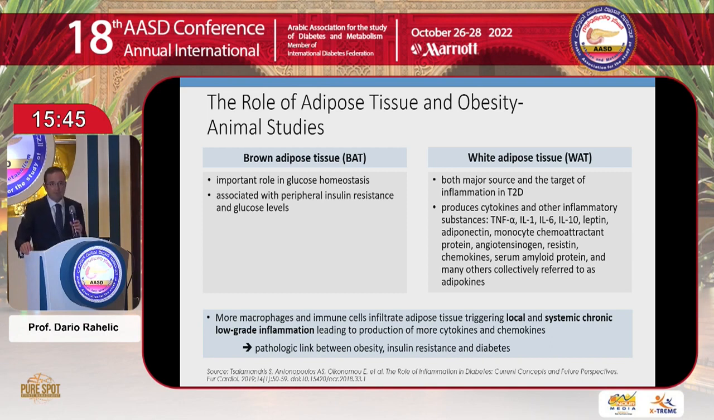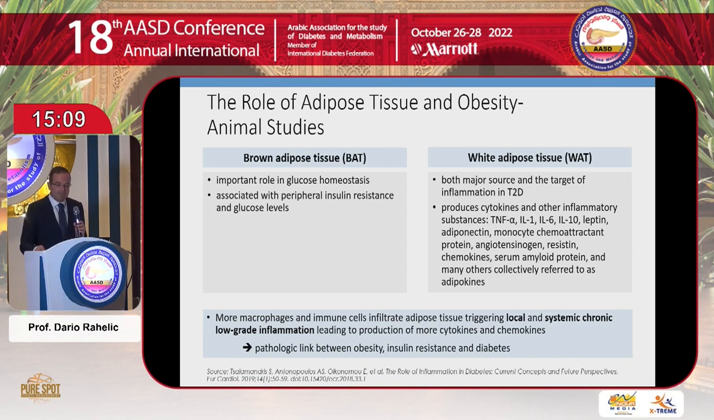On the other side, it's not just about white adipose tissue, but brown adipose tissue could also play an important role. Brown adipose tissue has an important role in glucose homeostasis and is also associated with insulin resistance and glucose level at the periphery. But white adipose tissue produces many cytokines, and some of them are pro-inflammatory, some of them are anti-inflammatory.